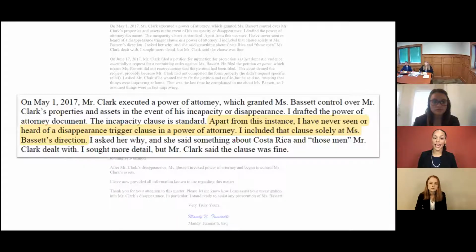Yes, ma'am. We're throwing up on the screen what is already in evidence as the attorney document. What is this? This is a letter from Mr. Clark's attorney explaining the power of attorney he had at the time of his disappearance. What is power of attorney? Basically, who takes control of your assets if you die unexpectedly. What does this document say? This document says that in the case of Mr. Clark's disappearance or his death, the defendant would have control over everything.